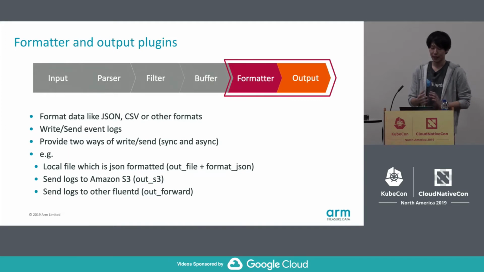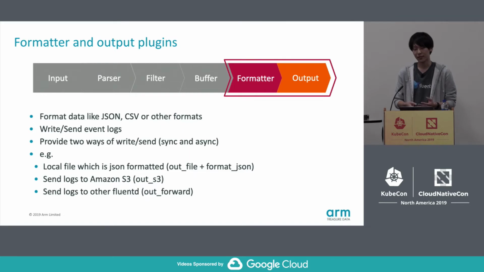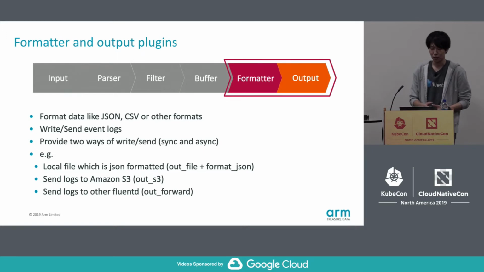The formatter plugin is used for formatting data in JSON, CSV, or other formats. And the output plugin sends data to other nodes or other cloud services. You can also just write data to a local file with an output plugin, without sending data to other services. So if you want to write data to the local file system and the data should be formatted in JSON, you can use the out_file plugin and the JSON formatter plugin.